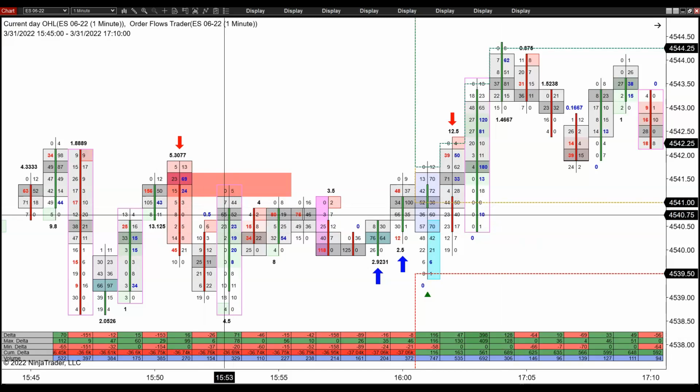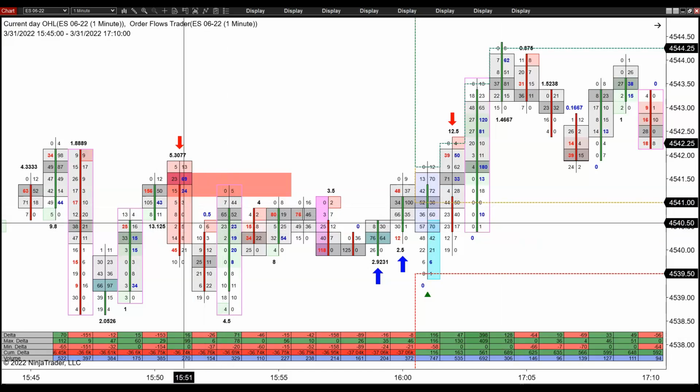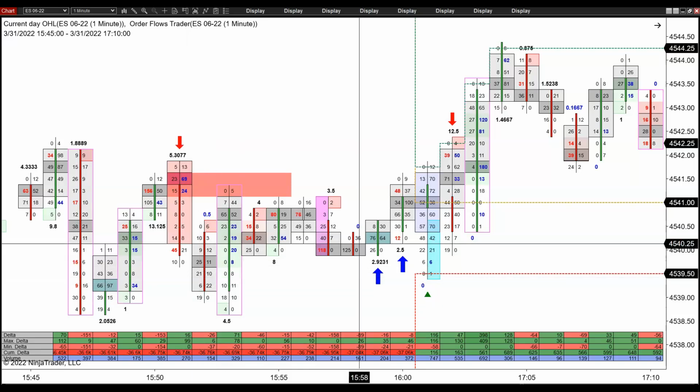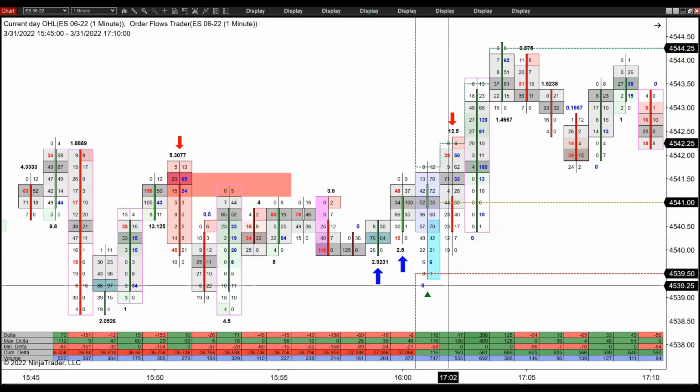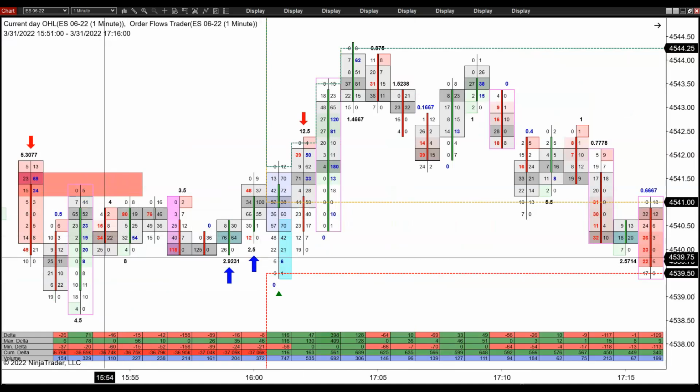Okay, well, you probably wouldn't take this. This happened at 3:51 in the afternoon, but the market started going down, and then it closed for an hour, then reopened. But most of us were done trading by the cash close.